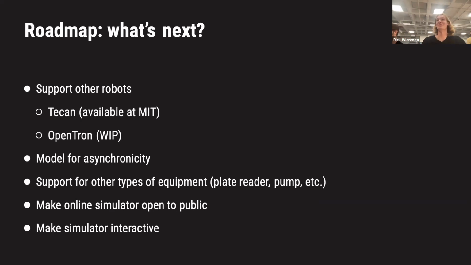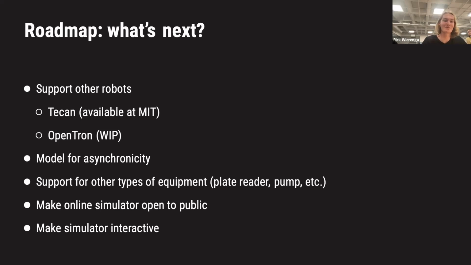So what's on our roadmap, or what's next? I want to support many other robots, such as the Tecan, which is available here at MIT. Also, the Opentrons are currently a work in progress. Most things work, but there are a few things that we need to finish up.